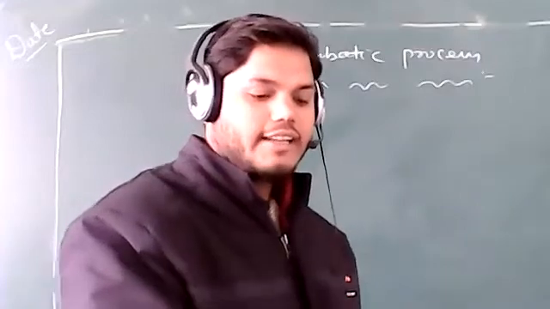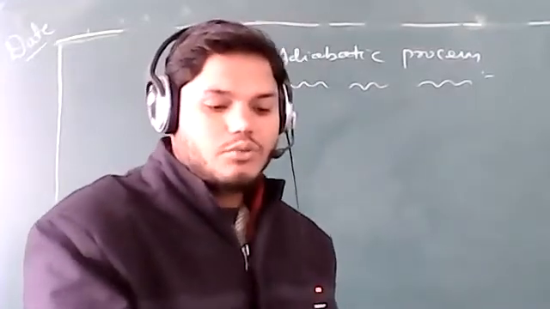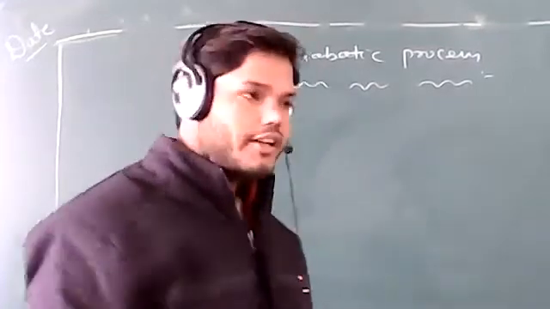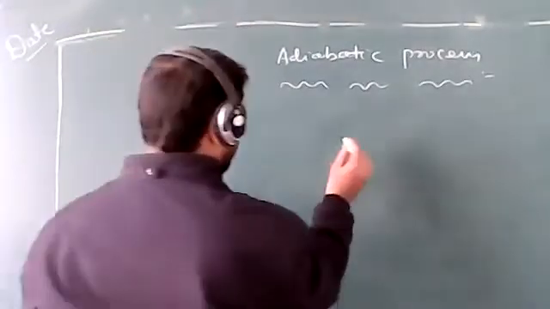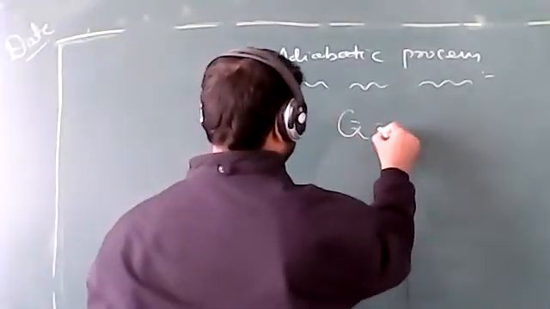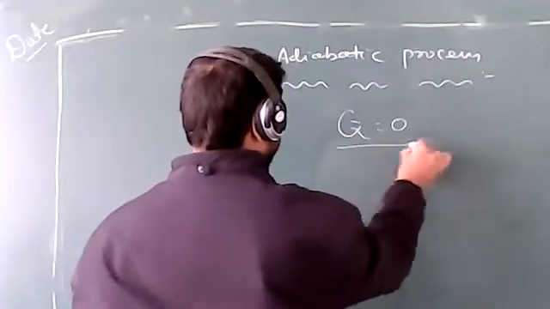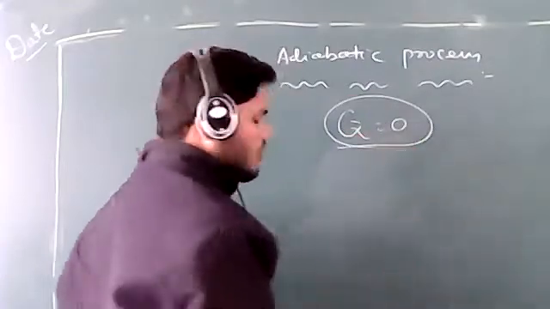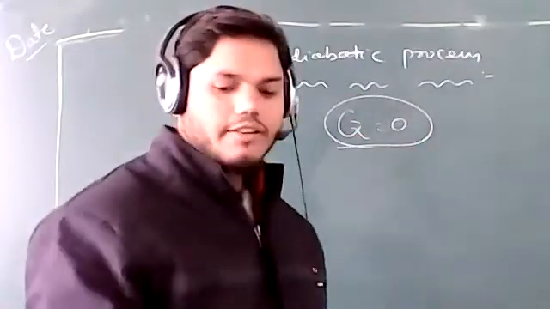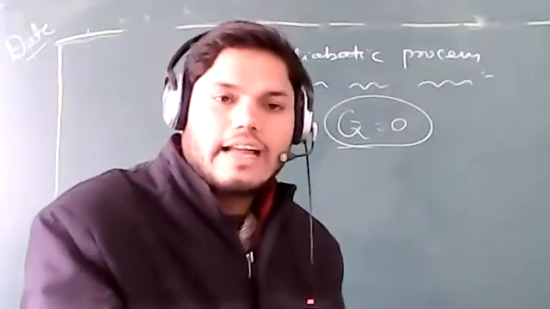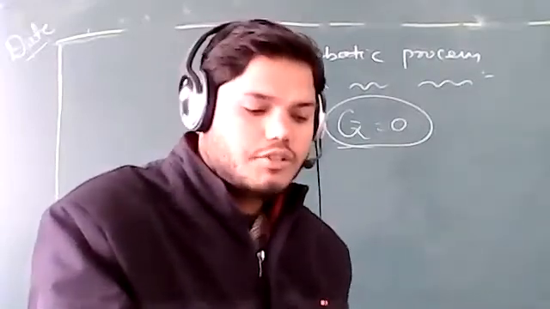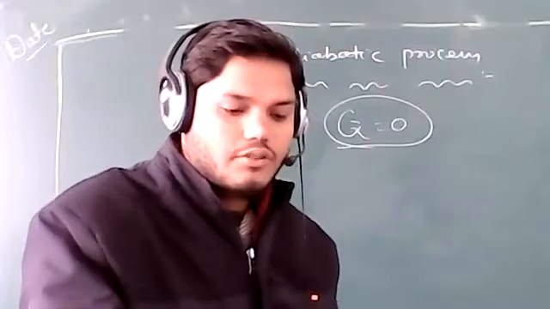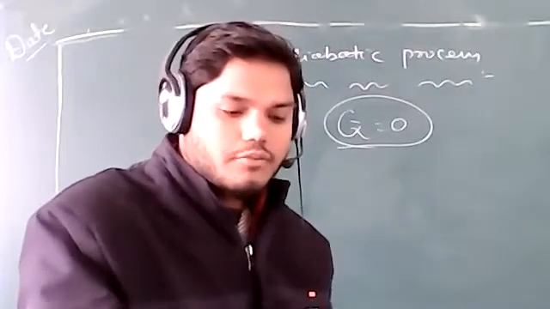Adiabatic process, I'm again telling, this means delta Q or Q, whatever the heat energy that we are supplying, that will also be zero. So whatever heat energy we are supplying will be zero. If the process is carried out like this, then it is called the adiabatic process. Okay. So how can you apply the first law of thermodynamics?